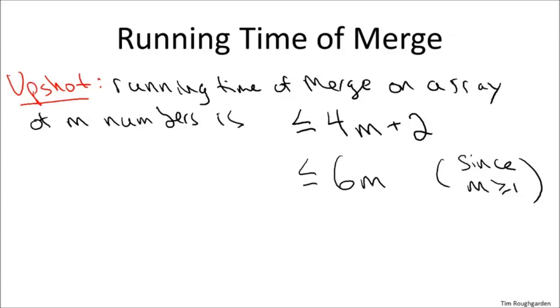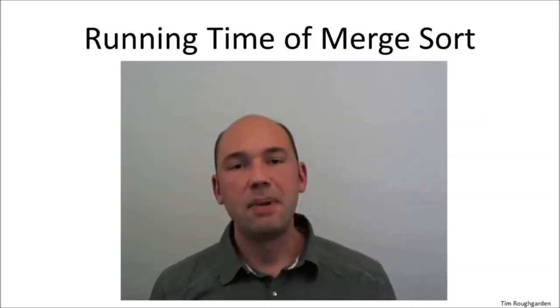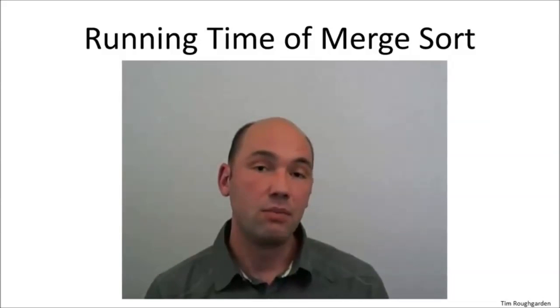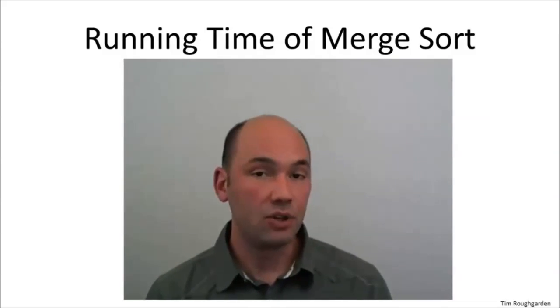Okay? You have to admit, it's true, 6m always is at least 4m plus 2. It's very sloppy. These numbers are not anything close to each other for m large, but let's just go ahead and be sloppy in the interests of future simplicity. Now, I don't expect anyone to be impressed with this rather crude upper bound in the number of lines of code that the merge subroutine needs to execute.